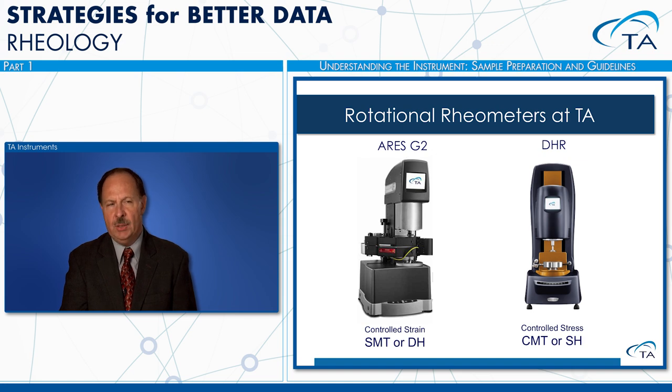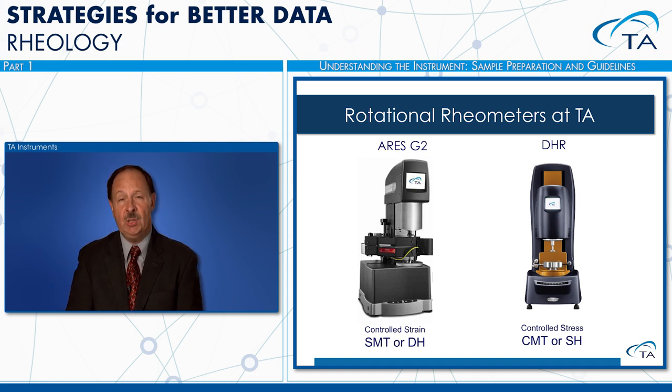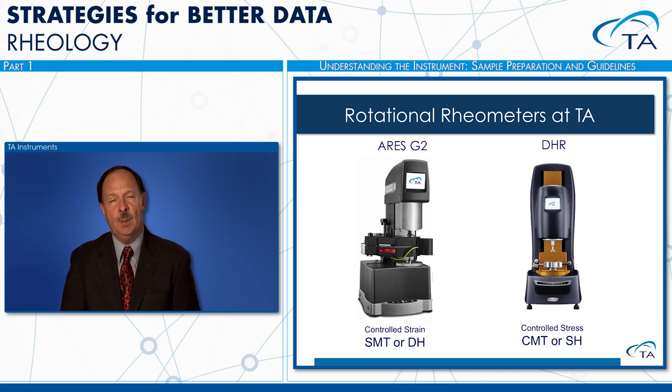On the right, we have a picture of our DHR rheometer, again, combined motor and transducer, or single head. This shows the Peltier plate being used for temperature control. There are a number of others as well. There's the environmental testing chamber that we call the ETC. That's used for a number of polymer melts, as well as torsion rectangular testing. We have an upper heated plate. We have an electrically heated plate, and you'll see this later on. We have concentric cylinder geometries as well.